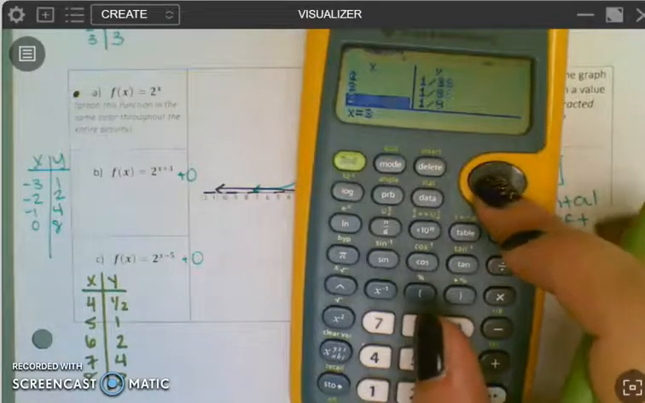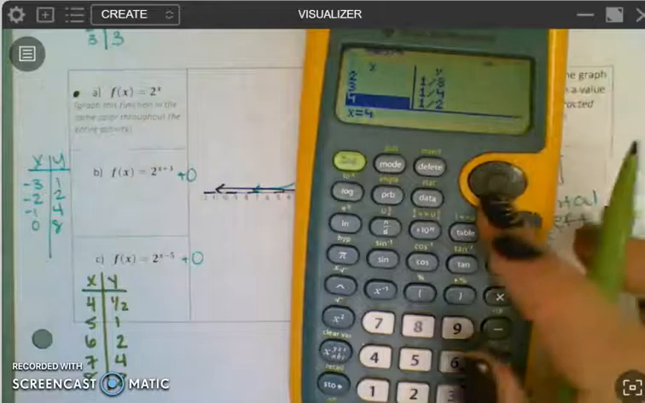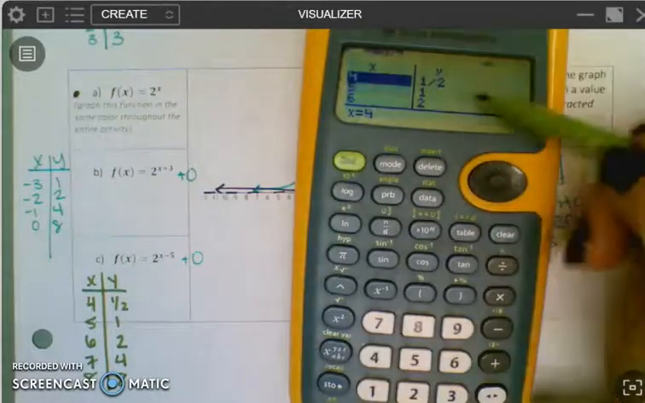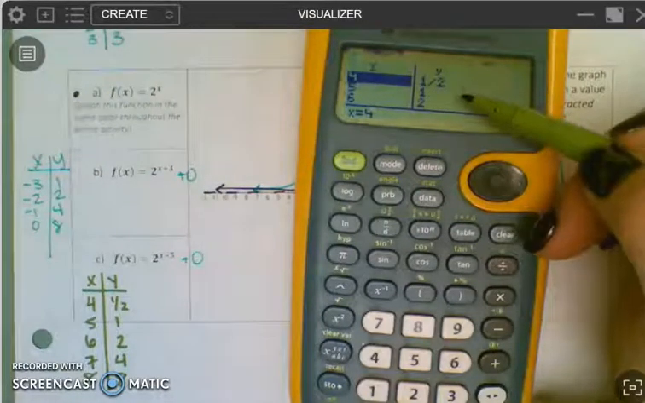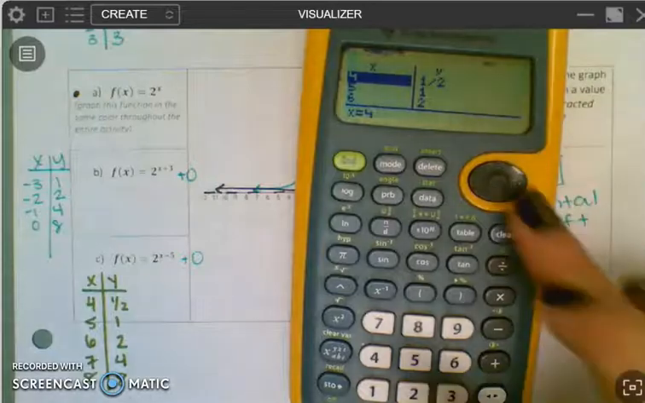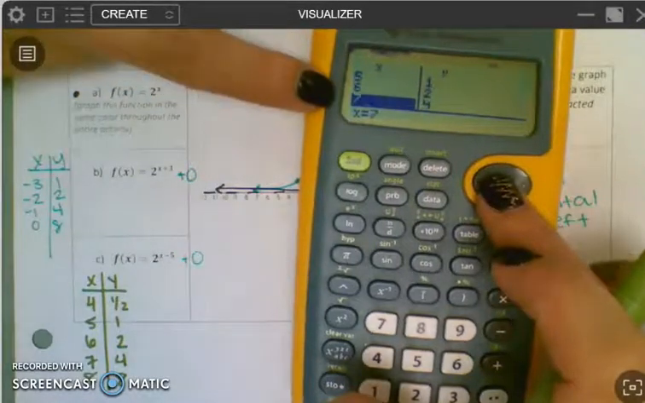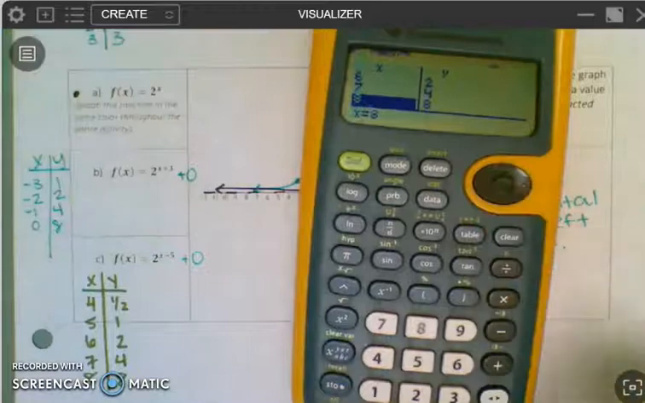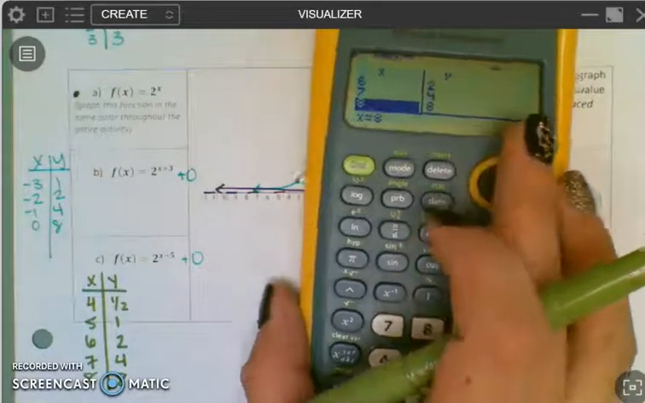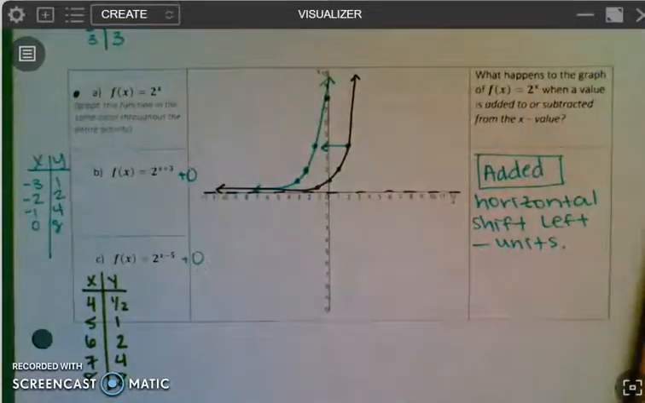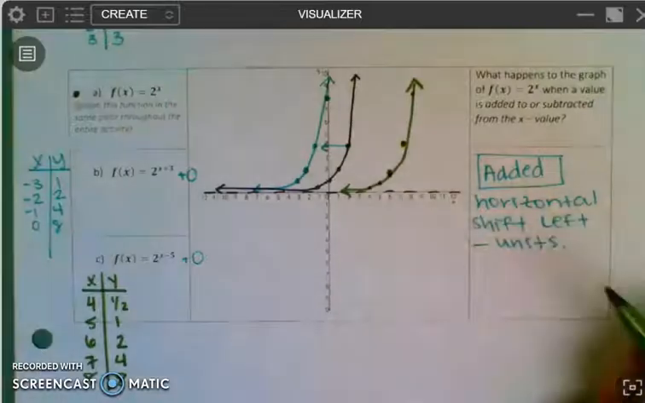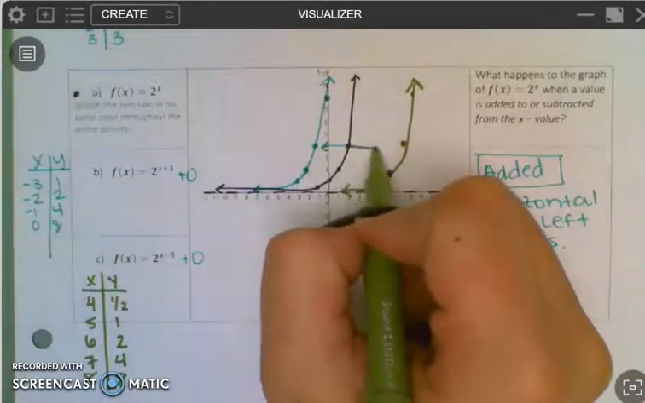And I'm just arrowing down until this right column, I get something nice. So right here, 4.5, I can do that. 5, 1, 6, 2, 7, 4, and 8, 8. All of those are nice points. So if you have the same table as I do, go ahead and graph these points. Okay, so your graph should look like my green one. And again, we're comparing it to the parent function.